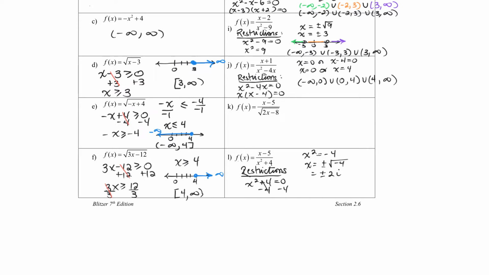And so there are no real numbers that could serve as an input to this particular function that would cause me to have 0 in the denominator. If you think about it, if you square a real number, it's always going to be greater than or equal to 0. And any number that's greater than or equal to 0 plus 4 is never going to be 0, right? So my domain has no restrictions. In fact, it is from negative infinity to positive infinity. No restrictions on this one.